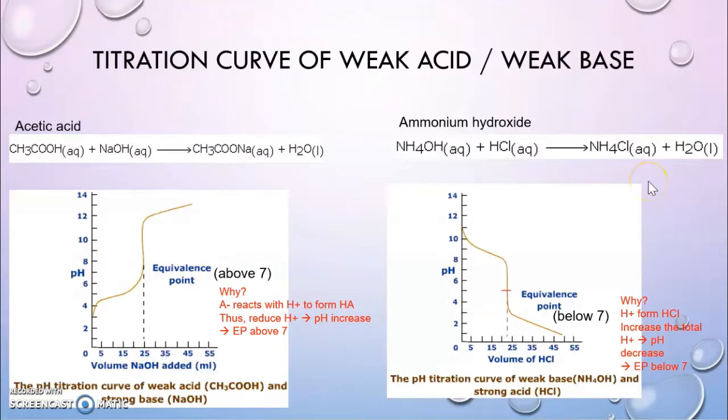And we try to look at the third example, which is the titration experiment using a weak base, which is ammonium hydroxide, with hydrochloric acid, which is an example of a strong acid. The equivalence point that is shown by the titration curve will be below 7.